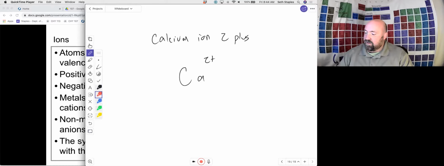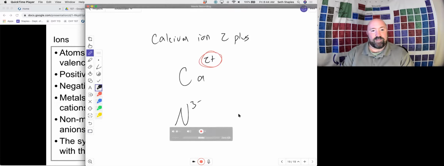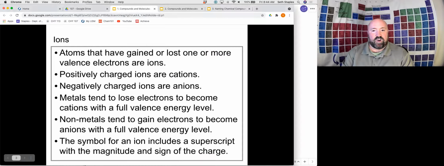Incidentally, we write it this way with the number and then the sign of the charge by convention, and that's also to differentiate it from oxidation number, which is something we'll be talking about later in the course. Or we might have something like nitrogen with its 3 minus charge, N 3-. Again, we write the element symbol with the charge and the sign as superscripts.